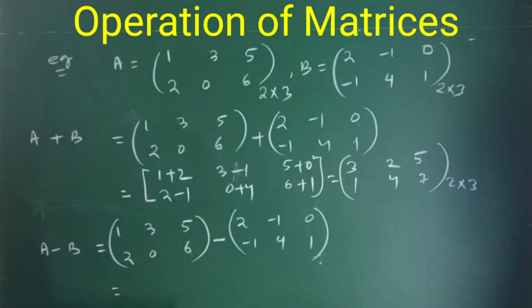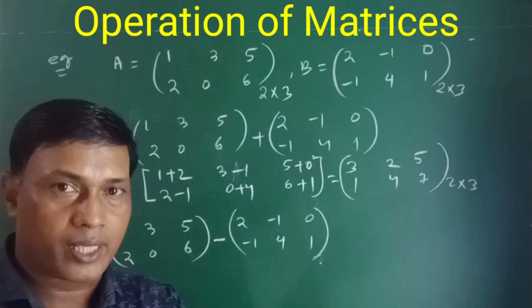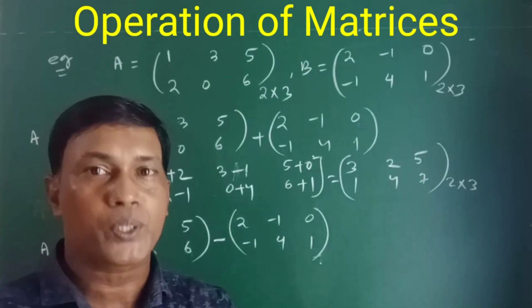Now what is A minus B? Here A is this matrix, B is this matrix and subtraction. Subtraction means we have to subtract the corresponding elements. करेस्पॉन्डिंग एलिमेंट्स को सब्ट्रैक्ट करना पड़ेगा.